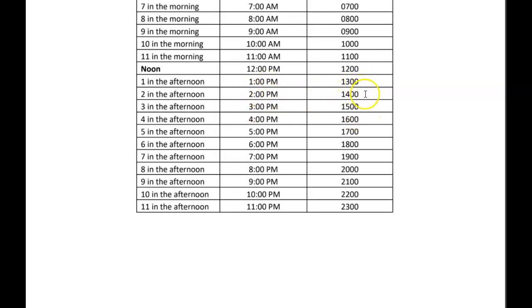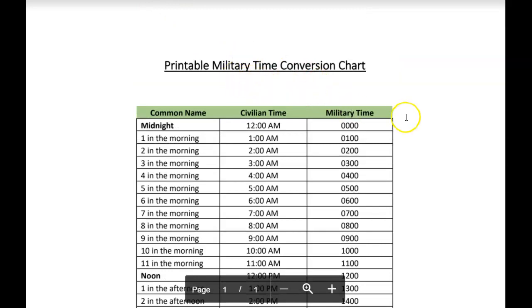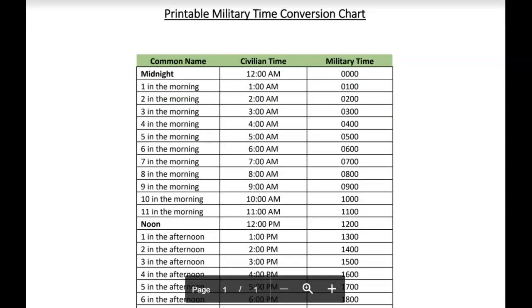So 2 p.m. is 1400, 3 p.m. is 1500, 4 p.m. is 1600, 5 p.m. is 1700, 6 p.m. is 1800, 7 p.m. is 1900, 8 p.m. is 2000, 9 p.m. is 2100, 10 p.m. is 2200, and 11 is 2300. And again, after that, you go back to midnight. So midnight is 0000. And that's really a brief military time conversion chart. And that's it for section B.